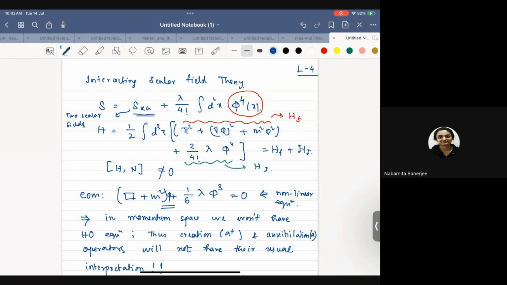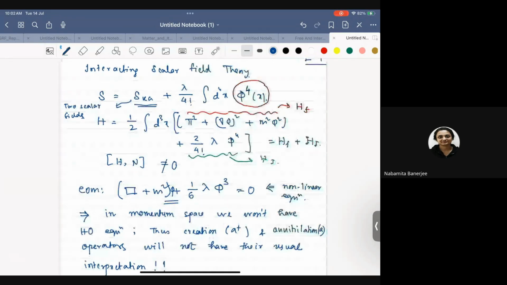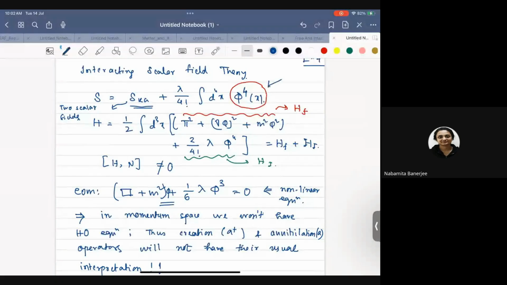as I was saying, any term you add to the action, if it contains more than 2 fields, we will always think of it as an interaction term. And in that way of defining interaction, you can clearly see that this term would be an interaction term. I gave this as an exercise yesterday: if you add this piece to your usual Klein-Gordon action, then the Hamiltonian will turn out to be whatever I have written below.